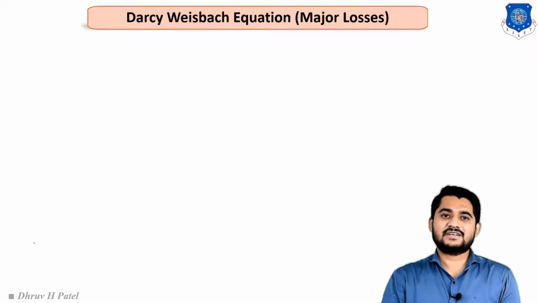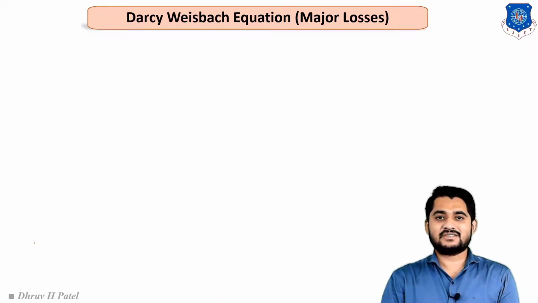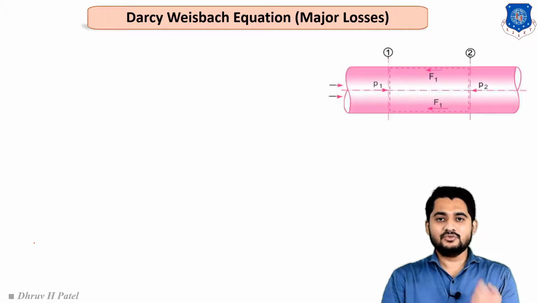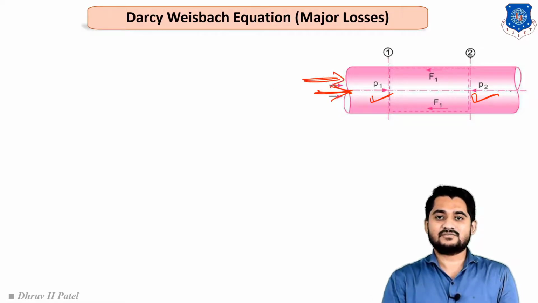So let us understand sketch of the Darcy Weisbach equation at first. So here uniform diameter pipe is available. At the 1-1 section, at the inlet side pressure is P1 and at the outlet side of the pipe pressure is P2. If the flow is flowing in the right hand side direction, this is flow direction. So friction losses will be opposite to the flow direction.